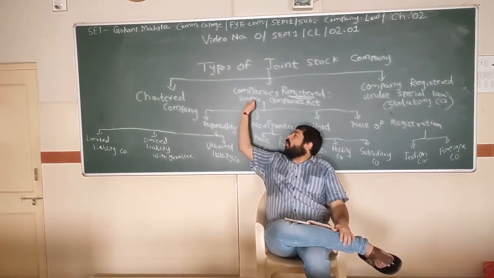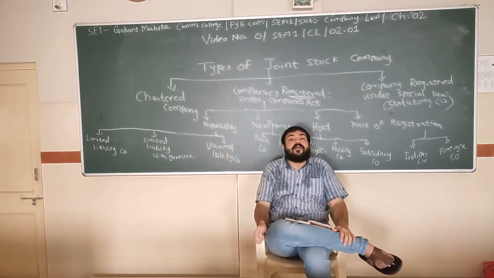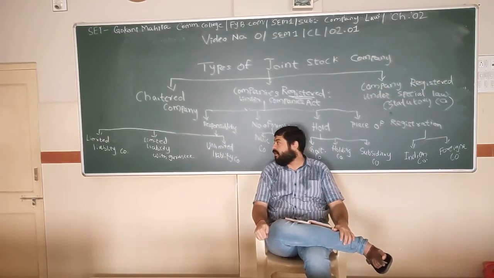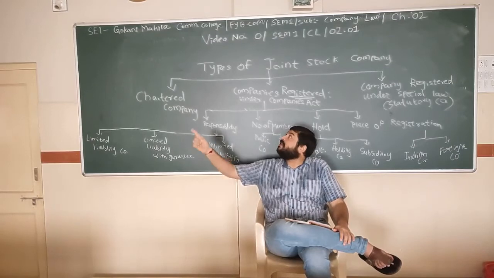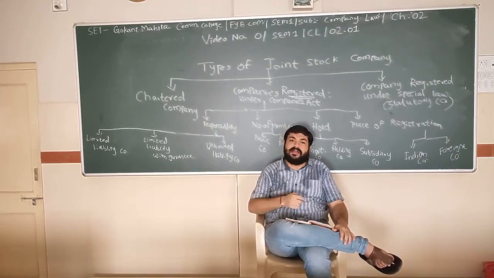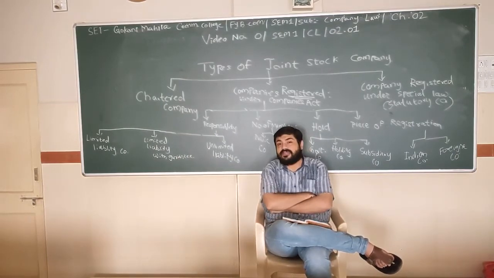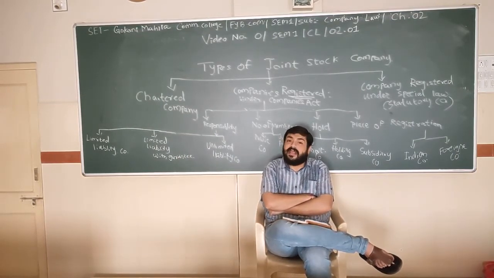Then we have gone to the registered company, which we see from the point of view of responsibility. So there are three types: limited liability company, company limited by guarantee, and unlimited company.